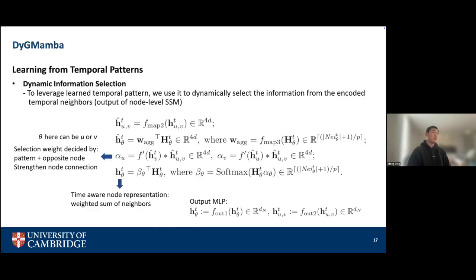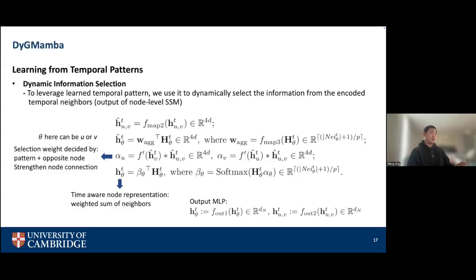And after we have this representation of the temporal pattern, how can we achieve this dynamic information selection? We use this pattern to dynamically select information from the encoded temporal neighbors, which is the output of the node-level SSM, by using these functions. Several points need to be noted here. First, for notation, theta can be either the source U or the destination V. And the output of this dynamic information selection, we call a time-aware node representation.